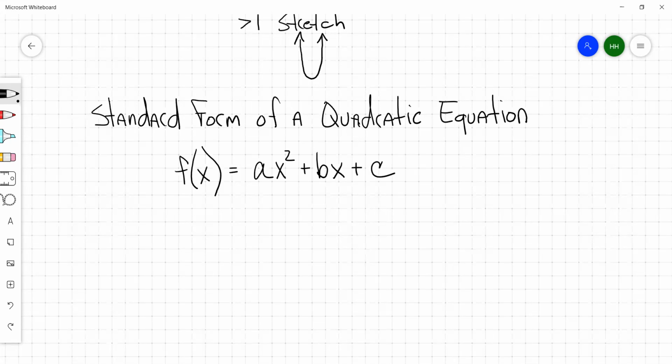All right, so when an equation is in this form, it could be f of x equals, or it could be y equals, either one. Again, the value in front of the x squared, this a, the positive or negative of this determines the up or downness of the graph, okay? So just like yesterday, if a is positive, this graph is going up. If a is negative, this graph is going down.